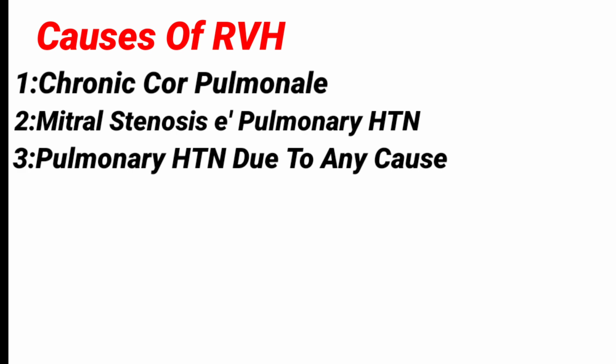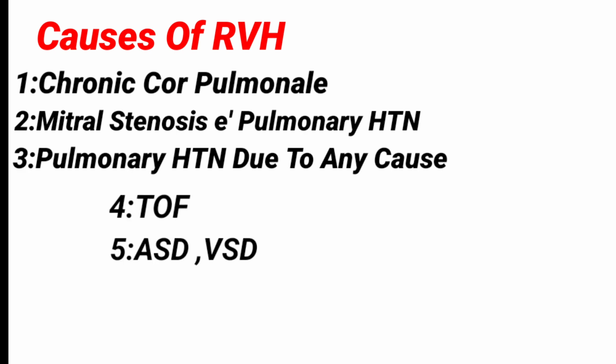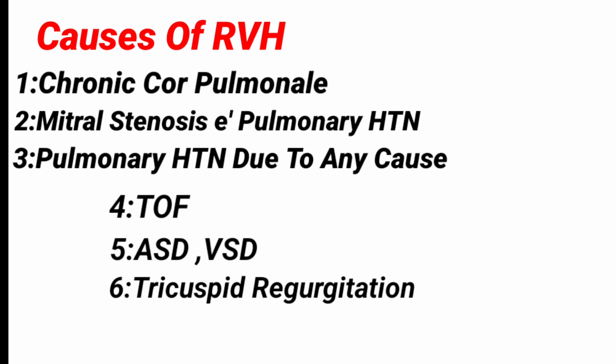There are other conditions which are congenital, like tetralogy of Fallot, ASD, VSD, and tricuspid regurgitation. There is also the condition of Eisenmenger syndrome, in which you will notice right ventricular hypertrophy. Likewise, pulmonary stenosis also leads to right ventricular hypertrophy. So these were all the causes for right ventricular hypertrophy.